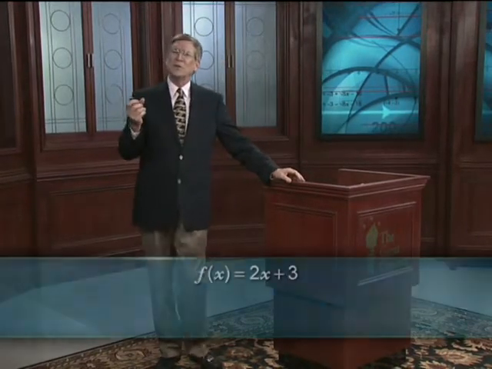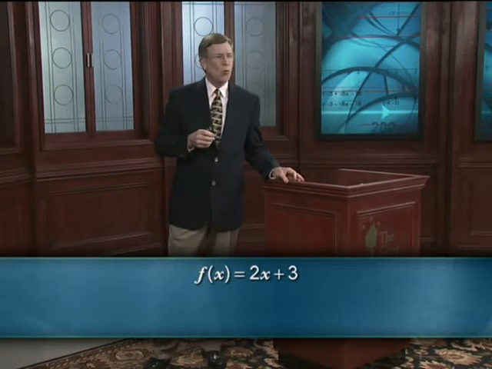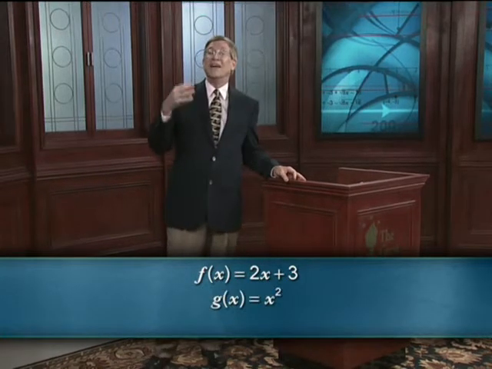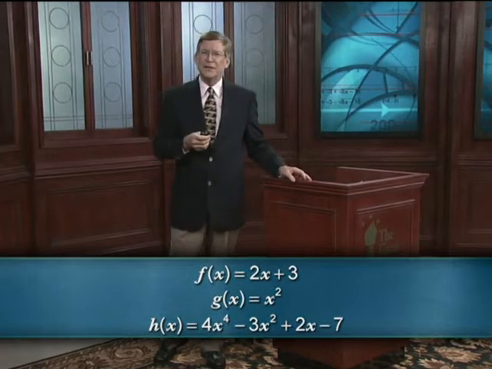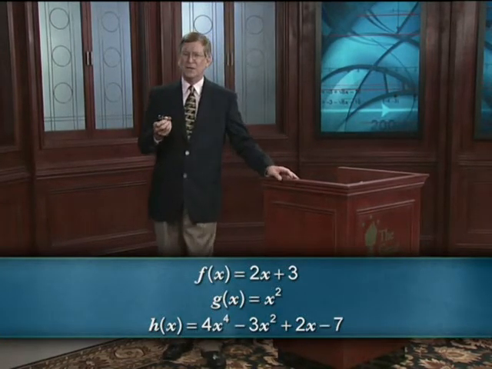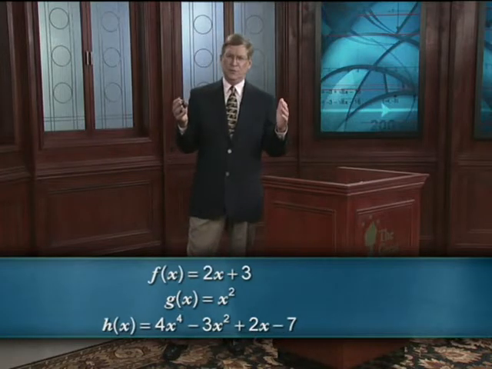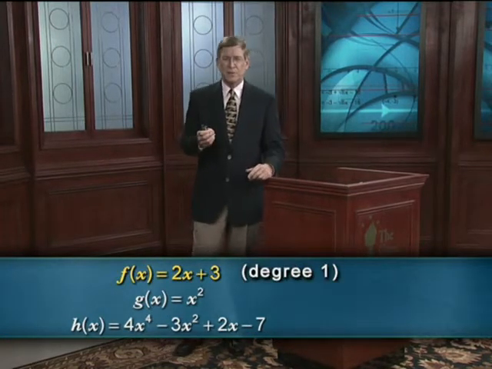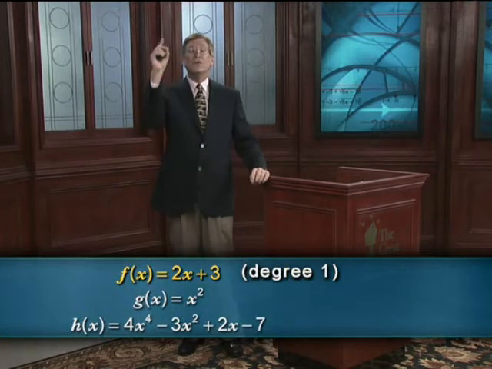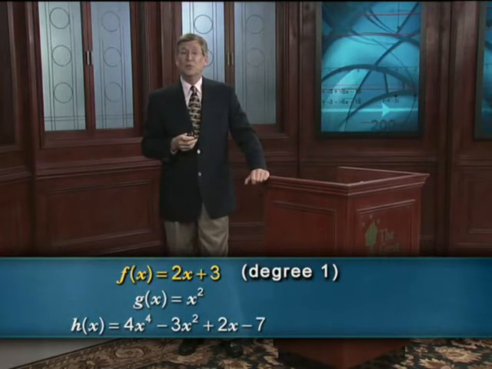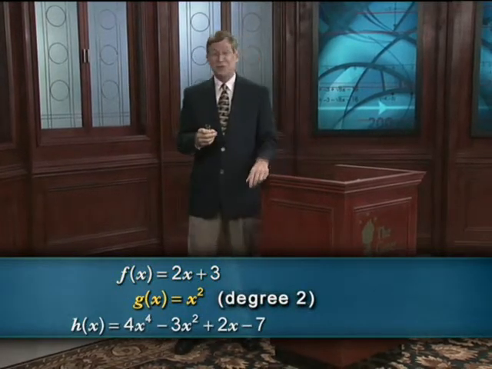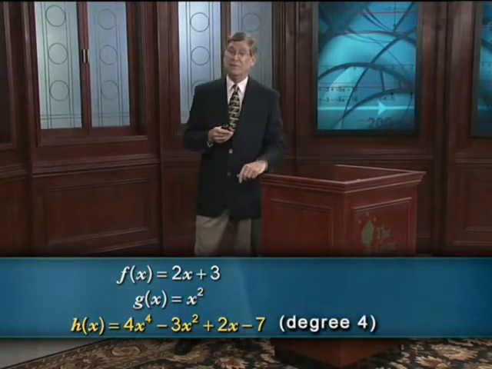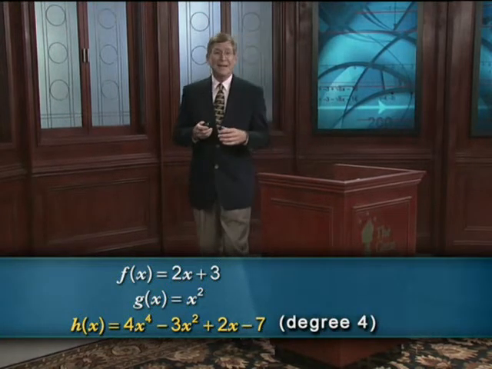For example, the polynomial 2x plus 3, or the polynomial g of x equals x squared, or how about the polynomial 4x to the fourth minus 3x squared plus 2x minus 7. These are all examples of polynomials. The first one, 2x plus 3, has the x to the first power, and so that's a degree 1 polynomial. The second one, that parabola x squared, is degree 2, and the third example was a fourth degree polynomial. Now, I think you understand what polynomials look like.